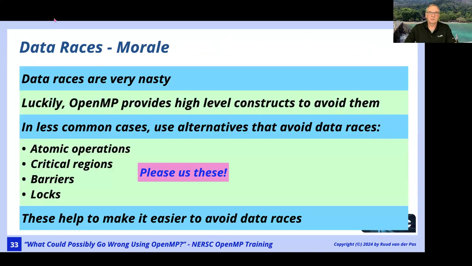So data races, yeah, they're really nasty. They're terrible to encounter. And luckily, OpenMP very often has some help to avoid them. There are things like atomic operations, critical regions, barriers, and locks, and I'm sure they're going to be covered in this training, that are meant to avoid data races. So please use them where you can, and don't write data races, please.